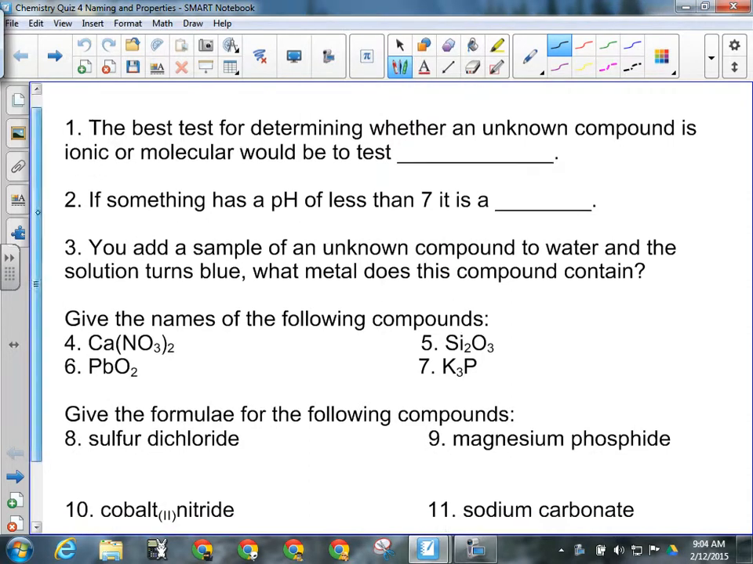All right. Best test for determining whether an unknown compound is ionic or molecular is what? Which test told us 100% of the time? Conductivity tests.